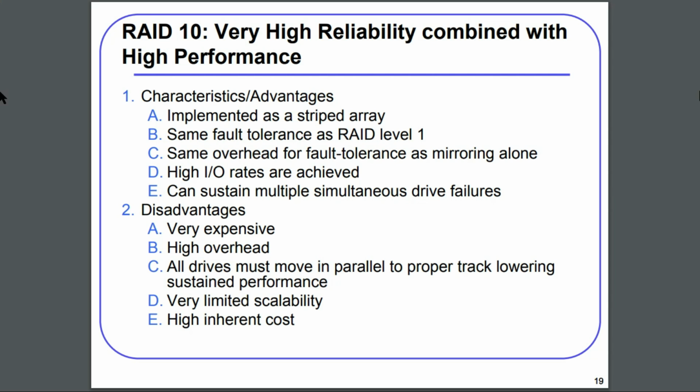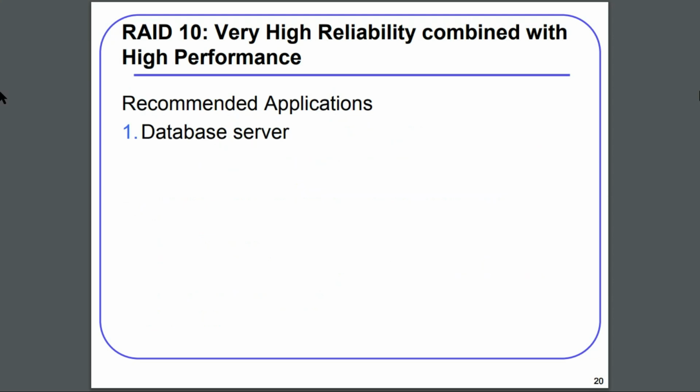The characteristics and advantages of RAID 10 are that it is implemented as a striped array, has the same fault tolerance as RAID level 1, has some overhead for fault tolerance as in mirroring alone, achieves high input/output rates, and can sustain multiple simultaneous drive failures. The disadvantages of RAID 10 are that it is very expensive, has high overhead, all drives must move in parallel to the proper track, lowering sustained performance, has very limited scalability, and has a high inherent cost. The recommended application for RAID 10 is the database server.